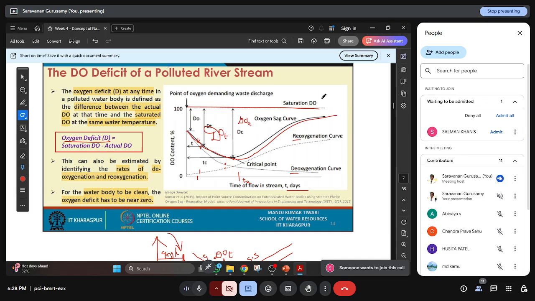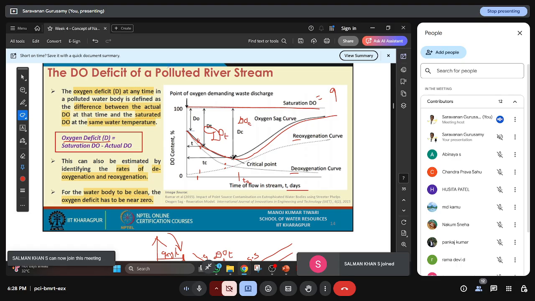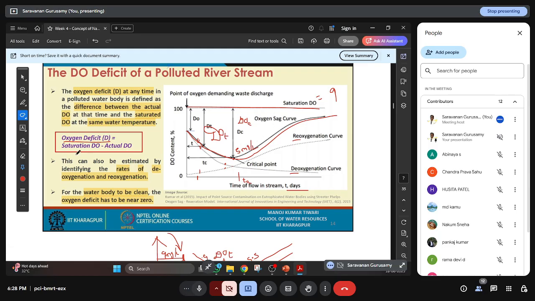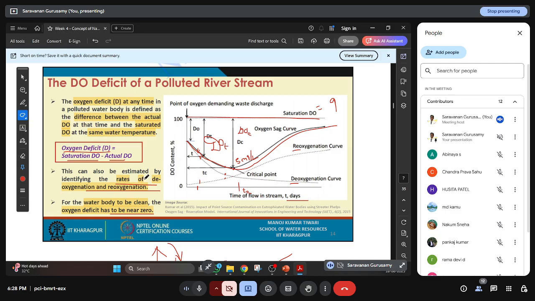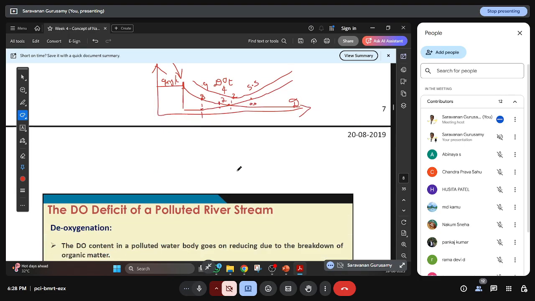So 9 milligram per liter is my saturated DO, but I have only 5 milligram per liter at any time T. Then my oxygen deficit at that time will be 4 milligram per liter. That is the difference. Saturated DO minus actual DO will give you the oxygen deficit, how much oxygen is required. That is based on the rate of deoxygenation and the rate of reoxygenation. For a water body to be clean, the oxygen deficit should be 0. That means the DO of the river should be maintained at saturation. Then it is clear water. That's the clear zone.